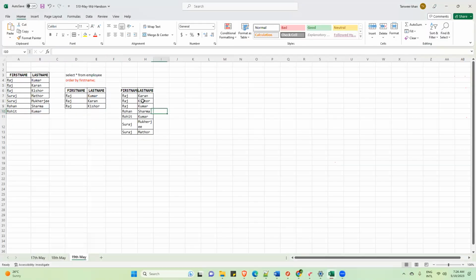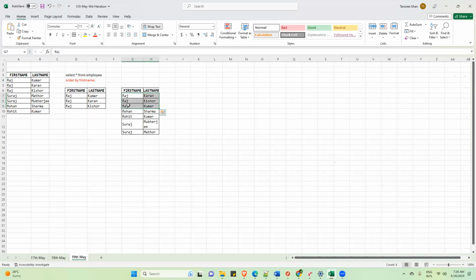So that is why, if you have mentioned you want to sort based on the first name, the engine will sort only based on the first name. If multiple records have the same first name, then that is totally the wish of the SQL engine. It can keep any record on top, either Raj Karan or Raj Kishore or Raj Kumar. Maybe if you run the same query on your machine, it will display Raj Kishore or Raj Kumar on top. Is this clear, everyone? Yes, clear.